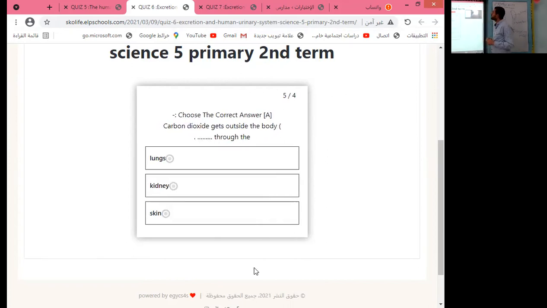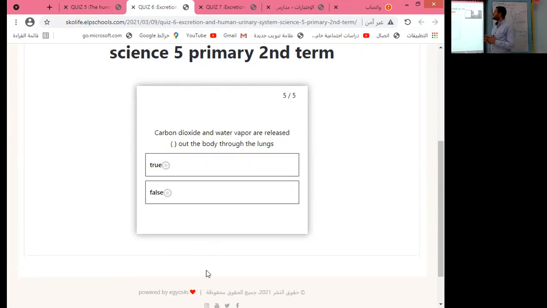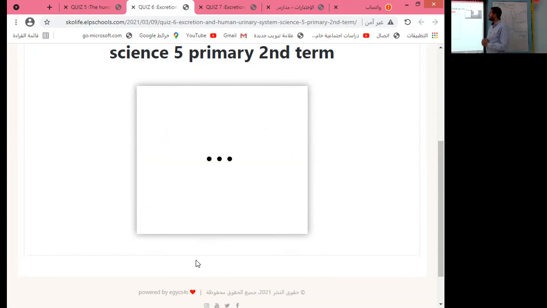Carbon dioxide gets outside the body through, as we know, carbon dioxide, which is produced from body cells, and water vapor are released outside our body through the two lungs. The first one: carbon dioxide and water vapor are released out of the body through lungs. The answer will be true, and we have just answered that. Yes, next question.